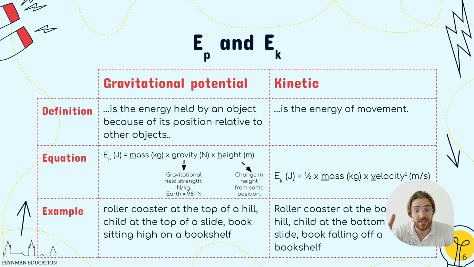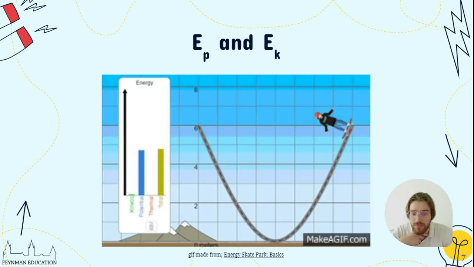Now, kinetic energy is the energy of movement. Kinetic energy would be half mass times velocity squared. Don't forget that squared. It'll mess up your calculation completely. Mass, again, in kilograms, velocity in meters per second. This would be something like a roller coaster. As it comes down the hill, at the bottom of that hill its kinetic energy is going to be at the maximum, because that's the fastest it's going to be going.